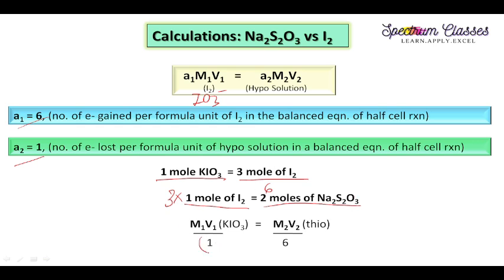M1V1 upon 1, M2V2 upon 6. So the coefficient for thio was 6, so divide by 6, or you can simply multiply by 6 and multiply by 1. Whatever you feel, you can write down in that simple way, right? But the actual concept is the number of electrons gained or lost, you must understand, or your equations are balanced.